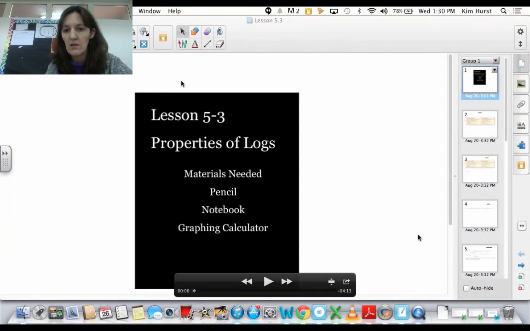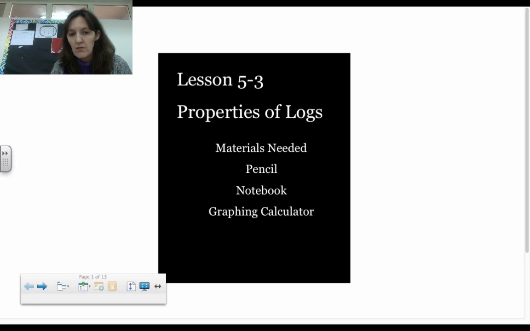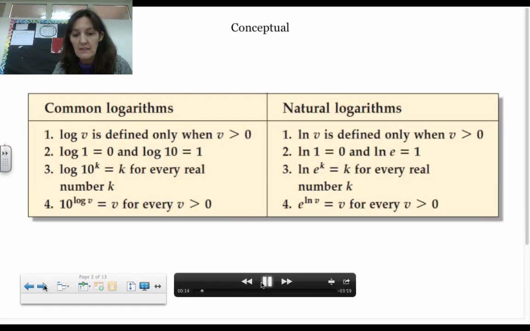Okay, so today we're going to talk about properties of logs, and when we talk about properties of logs, we're talking about how we can manipulate logs algebraically so that we can solve the problems easier. So with this one, I want to just go over the rules with you.